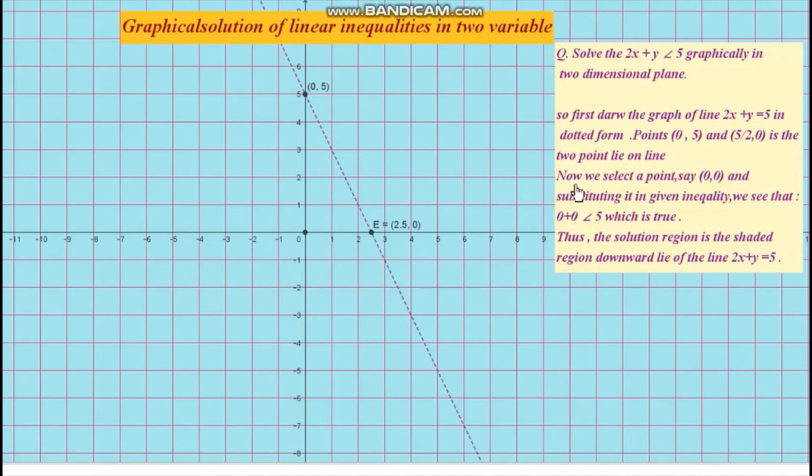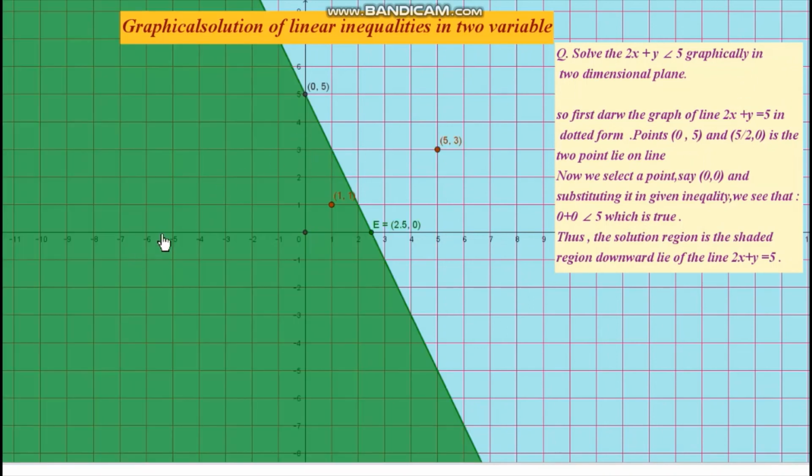Next, take a general point, say (0, 0), and substitute it in the given inequality. So it becomes 2 times 0 plus 0, means 0 plus 0 is less than 5, which is true. Hence the solution region is downward of the line, because (0, 0) satisfies this region. Now if you want to check, put (1, 1) in the given inequality. 2 times 1 plus 1 is 3. 3 is less than 5. Yes, (1, 1) satisfies this inequality.